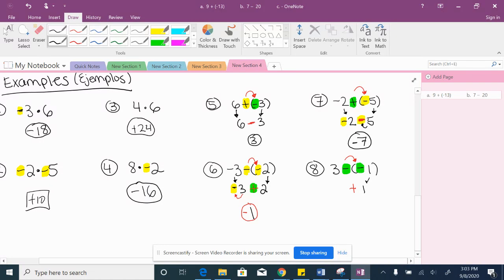Bring down the numbers. Bajamos los números. And now this is the same as the other video. Y ahora este es lo mismo que el otro video. 3 plus 1 is 4. It's 4 because these signs are the same. Esos signos son los mismos. Entonces, cuando los signos son los mismos, tenemos que sumar. When the signs are the same, we add.